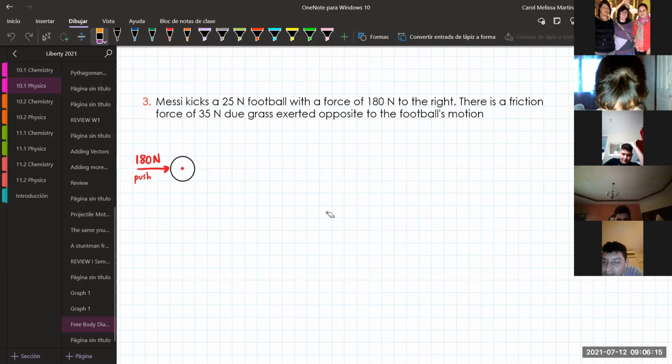Now, that ball, what is the weight of the ball? Is it 25 Newton or is it 35 Newtons? 25. A 25 Newton ball is like saying a one-ton car. It's like that, okay? So we're talking about a 25 Newton football, okay? So this will be the weight. And the weight is always coming down.